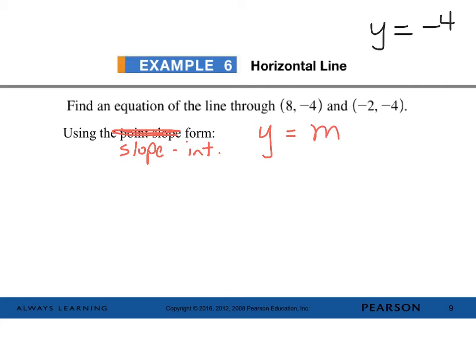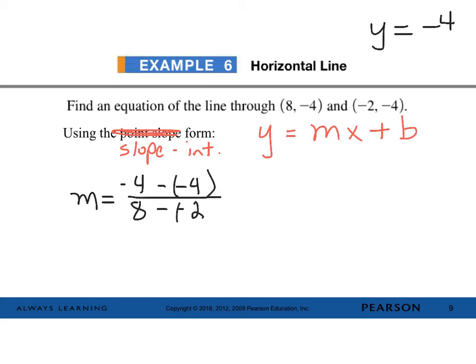y equals mx plus b. Again, we simply have to find the slope. And remember, the points were 8, negative 4, and negative 2, negative 4. We're dividing and we're taking differences. So negative 4 minus negative 4 is 0. 8 plus 2 is 10, but that gives us a slope of 0.